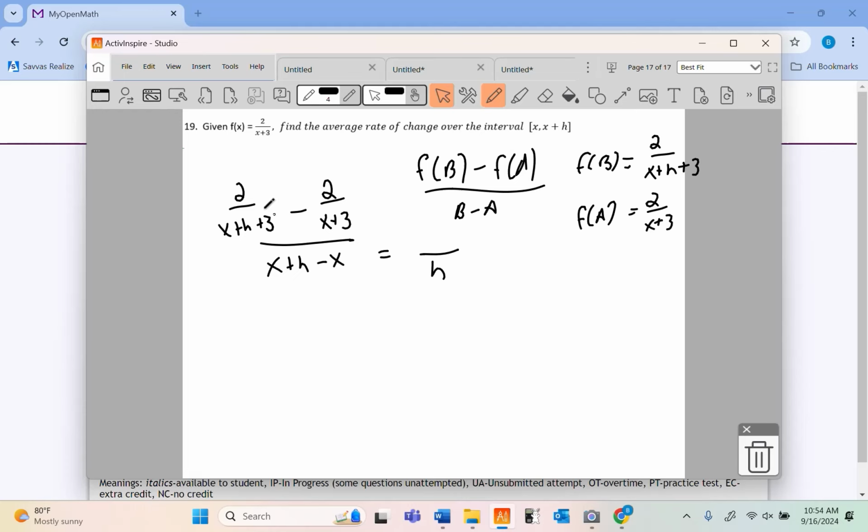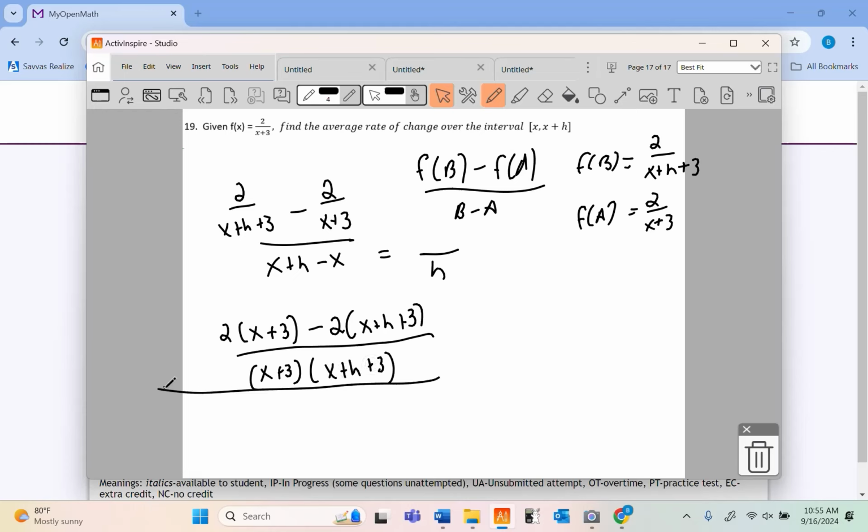I talked about it being kind of like cross multiplication. We're going to give this guy x plus 3. Take away, so take away 2. We're going to give it x plus h plus 3. Over a unified common denominator that is x plus 3 times x plus h plus 3. And it's all sitting pretty over an h.